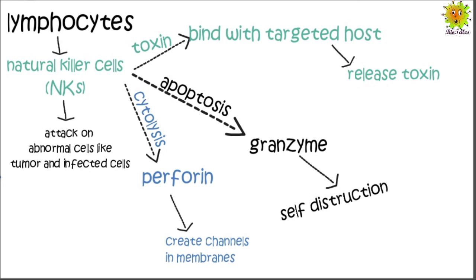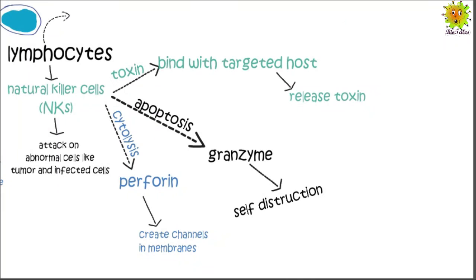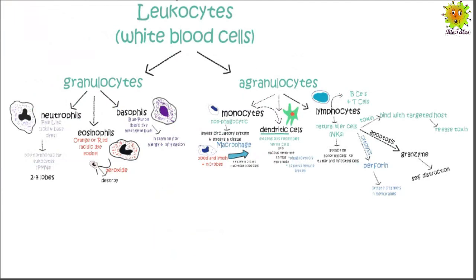There are some other cells called B cells and T cells that are non-phagocytic and are involved in adaptive immunity. We will discuss these cells in our later lectures. In our next lecture, we will discuss other factors of the second line of defense. Keep watching.